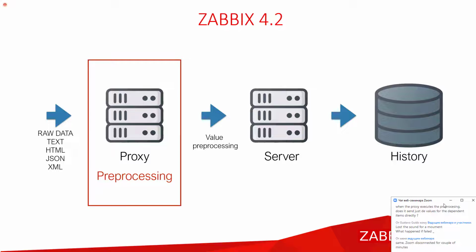And how does that work? Basically, the raw data goes to the proxy, which preprocesses it and then sends the already preprocessed value to the server. This preprocessed value gets to the database of our Zabbix server, again saving us not only storage space, but also calculation, a small, but if you have a lot of preprocessing, maybe not small, part of the calculation of the Zabbix server itself.